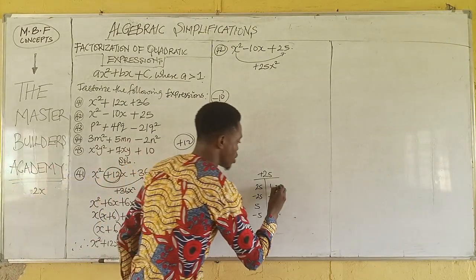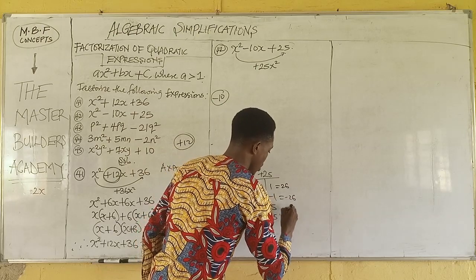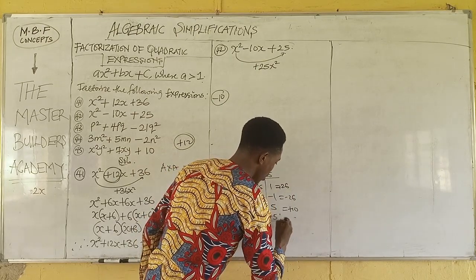So what do we do? We now add these together. This will give us 26. This will give us minus 26. This will give us plus 10. And this will give us minus 10.